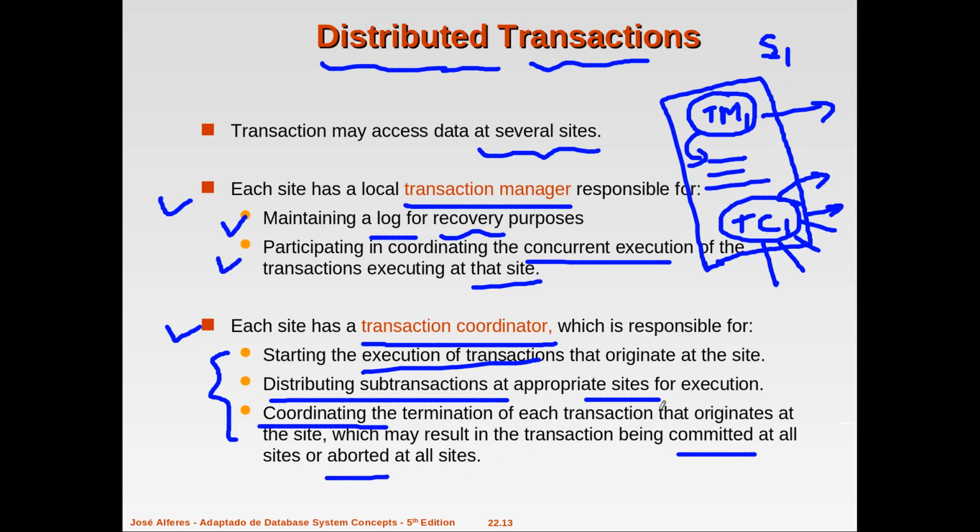That assurance, whether the data in this transaction that belongs to various sites is committed or aborted, that final termination decision will be made by the transaction coordinator of the site from where the transaction was initiated. So there are two major components of a distributed transaction in distributed database architecture: the transaction manager and the transaction coordinator, and we have seen the responsibilities of the transaction manager and transaction coordinator.